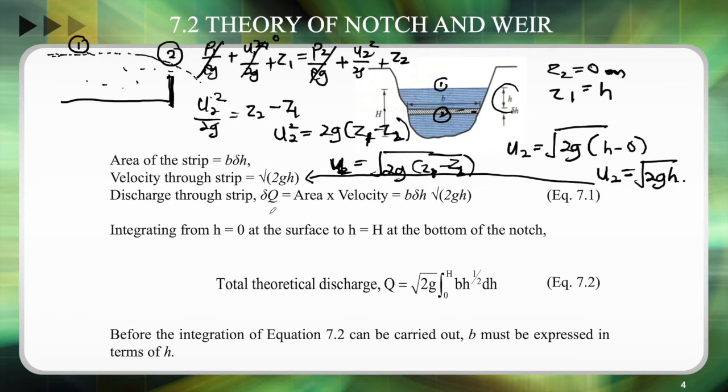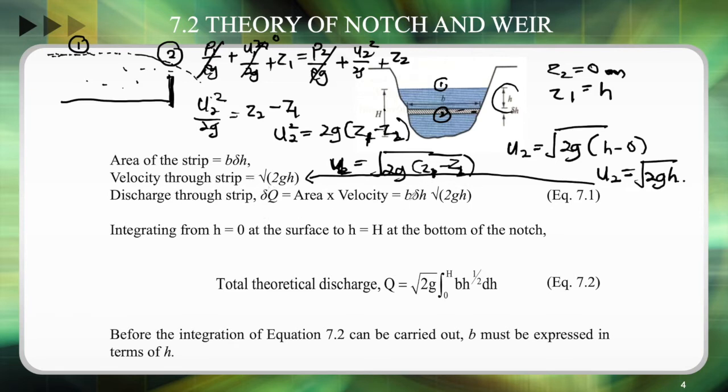So what about the discharge through the strip? The discharge through the strip, the change of Q, equals area times velocity. The flow rate Q is always changing, therefore we have to use the differential form, so delta Q. Q will change from time to time, therefore it will have a differential form. So area times velocity gives the discharge through the strip. The area is B delta H, times the square root of 2gH, and we get the discharge through the strip.